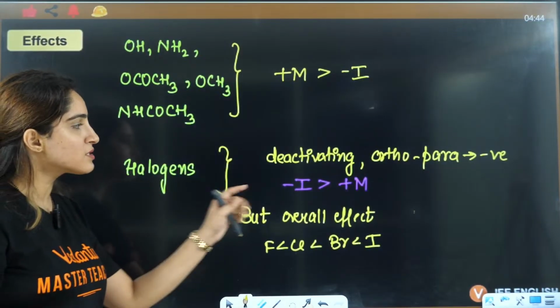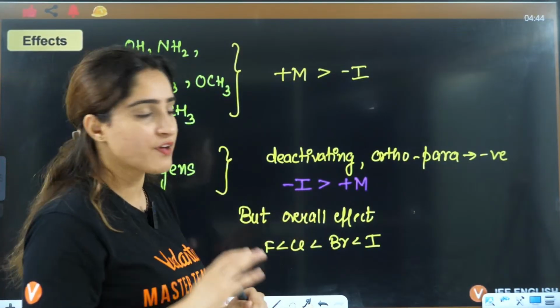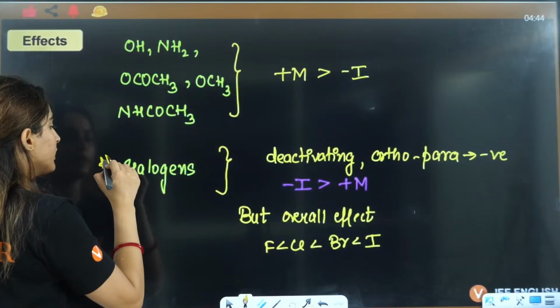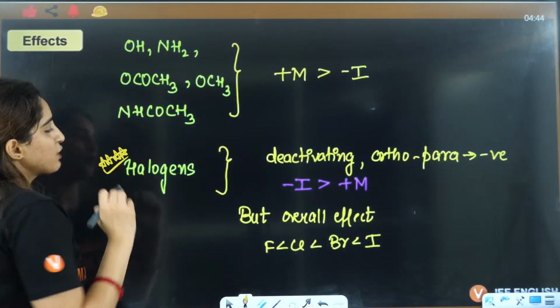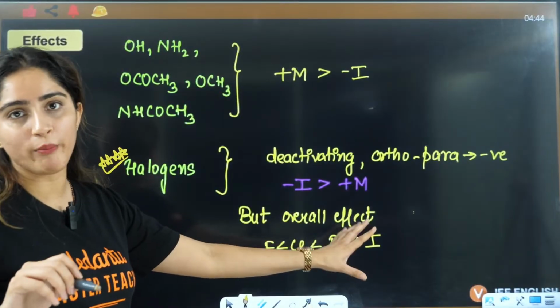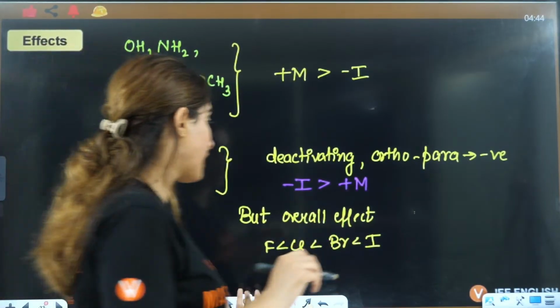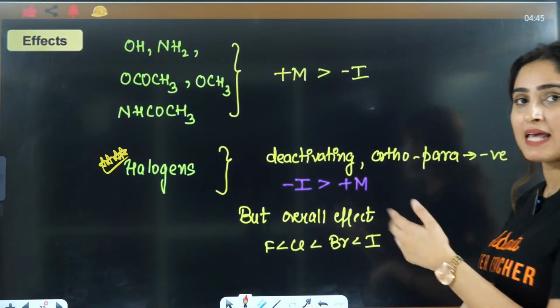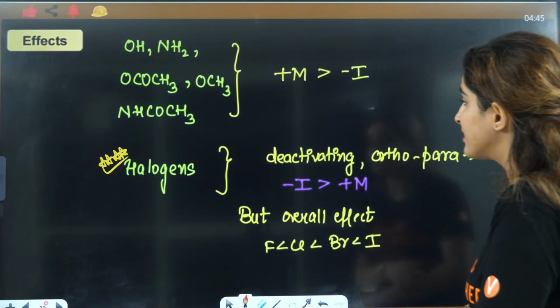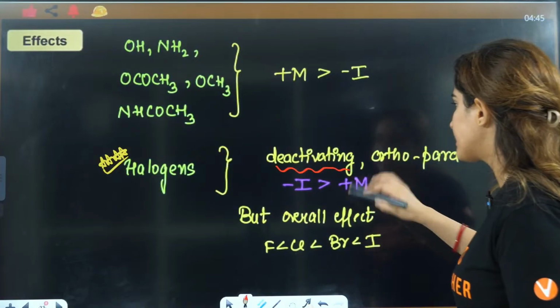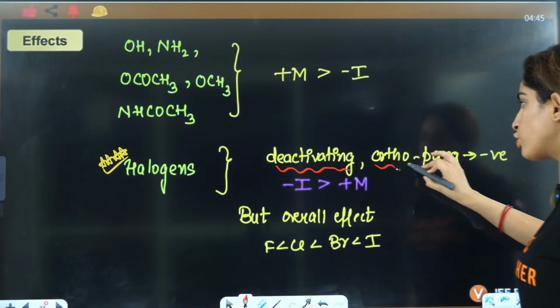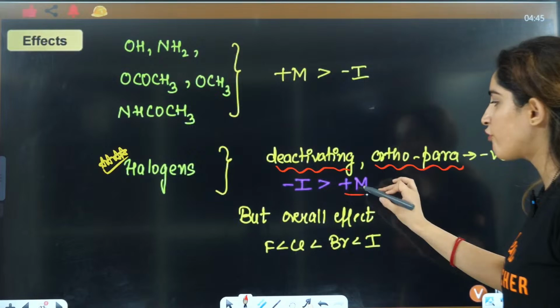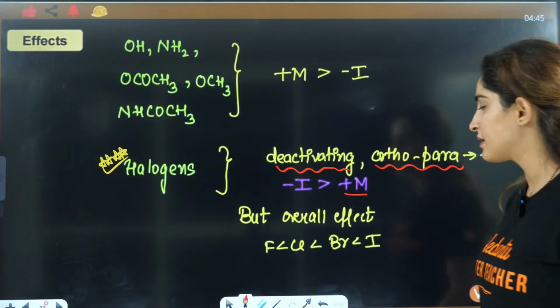In halogens, minus I is more dominating, this is very, very important. In halogens, minus I is more dominating as compared to plus M, right? That is the reason it is deactivating, and it is ortho-para directing because of this plus M.